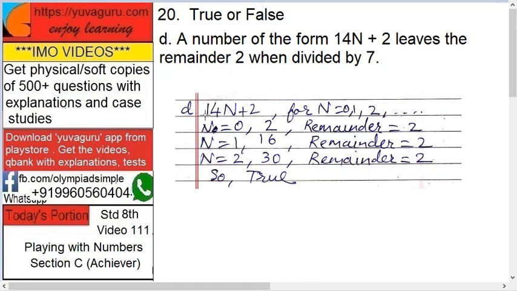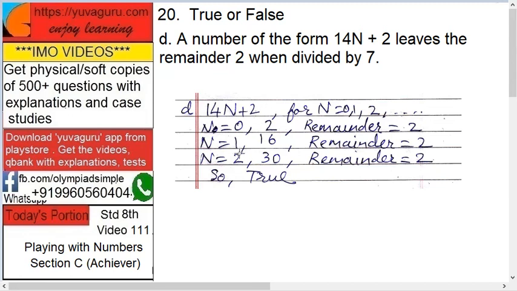Let's see. So 14n plus 2. We'll try n equals 0, 1, 2, 3, 4 and so on. So n equals 0. So 14 into 0 plus 2 is 2. Remainder is 2. How come remainder is 2? Divided by 7, 0 upon 7 is 0 and this 2 remains as remainder.